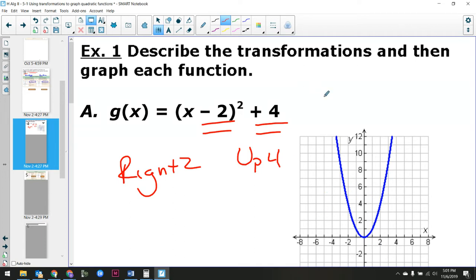Now, what do we actually transform? We actually transform, going right 2, up 4, my vertex. That's a really important point there. Right 2, up 4 with my vertex, okay? And that parabola is based off of that.